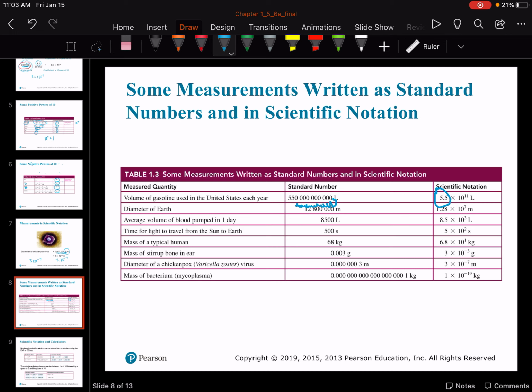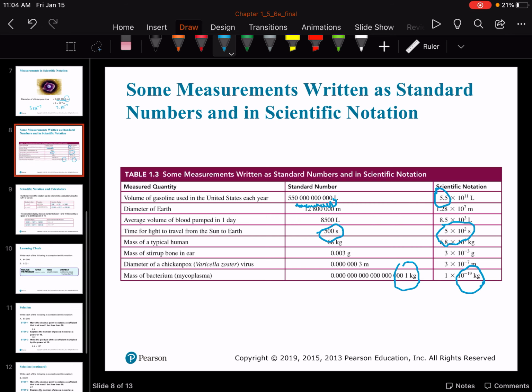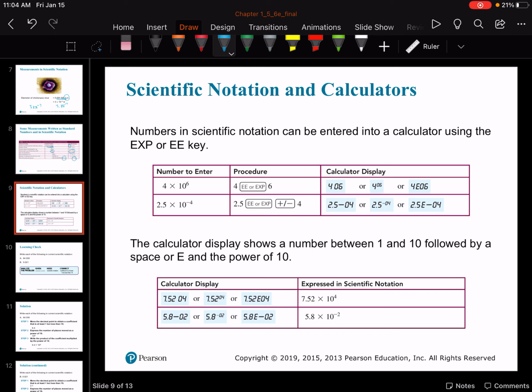All right, and you can see that there are some numbers we're going to be dealing with in chemistry and physics and biology that are really small. Now, 500 seconds, it might seem like a little overkill to say 5 times 10 to the 2 seconds, right? That might not be useful. But if you're dealing with the mass of a bacterium in kilograms, you don't want to write all those zeros out. All right, so let's do some more examples.